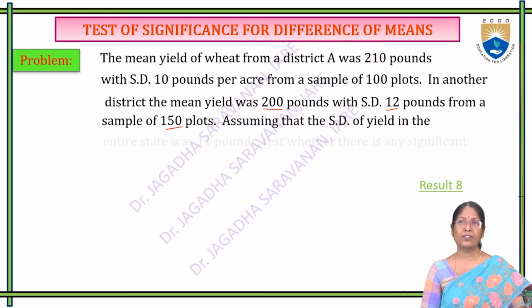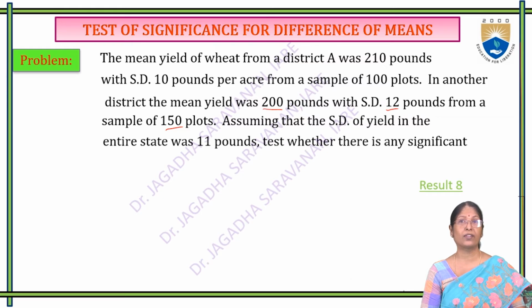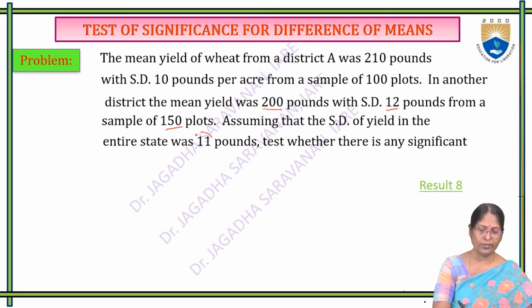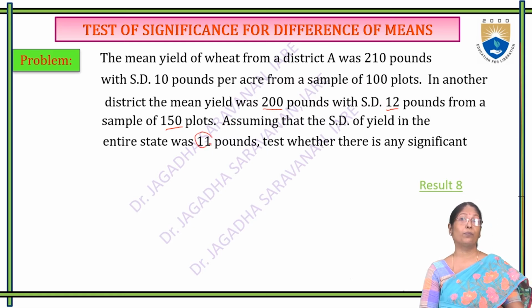Assuming that the standard deviation of yield in the entire state was 11 pounds, then what is this data? Yeah, this is the part of the question which is confusing us. Everything is the data which is available, then what is this 11? It is a big question. The doubt is now coming, whether what we understood is correct or not.